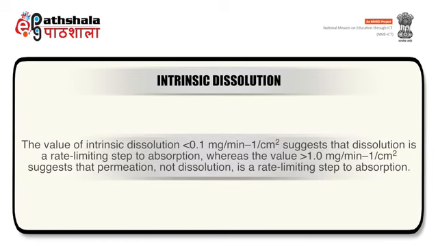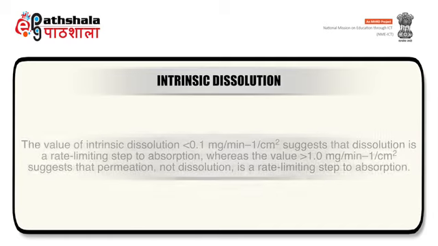The value of intrinsic dissolution less than 0.1 milligram per minute per centimeter square suggests that dissolution is a rate limiting step to absorption, whereas the value greater than 1.0 milligram per minute per centimeter square suggests that permeation, not dissolution, is a rate limiting step to absorption.